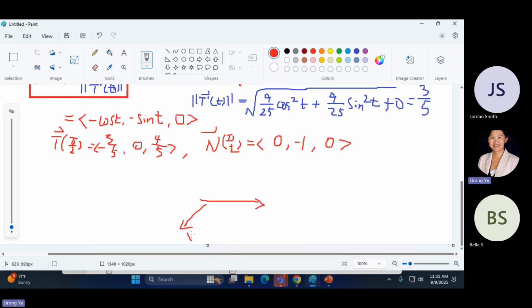X, Y, and B. Whereas these two are okay, but these are vectors, so you have to have an initial point. The initial point of the vector should be on the original curve. So it's not just graphing these two vectors, it's graphing these two vectors on top of the original curve.